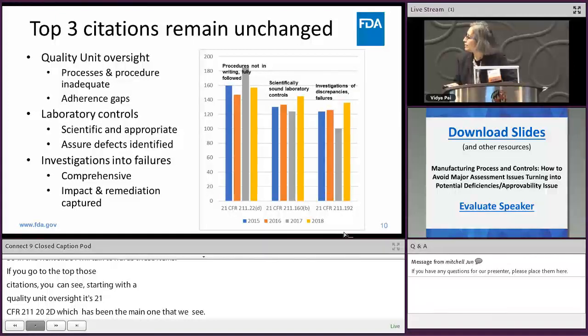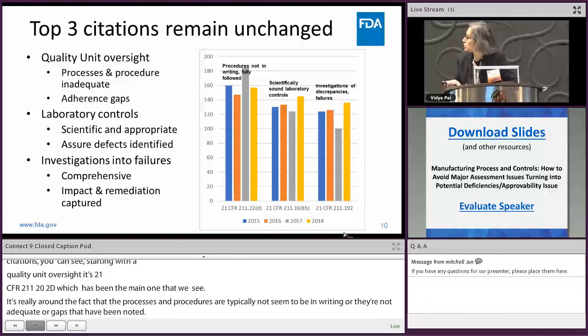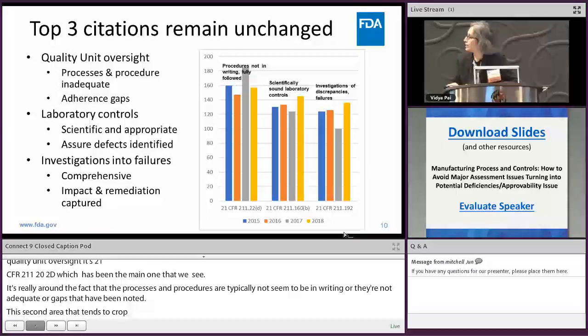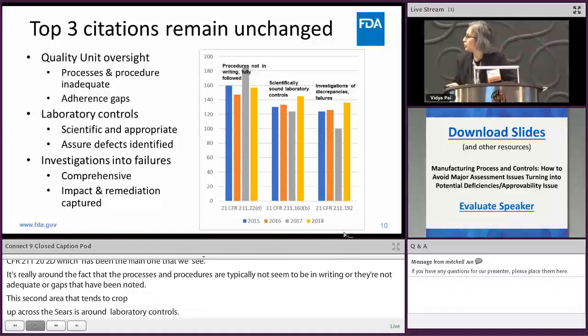The second area that tends to crop up in the top 3 citations across all years that we've seen is around laboratory controls. Really, the laboratory methods and procedures and controls were noted to be scientifically unsound, or there were gaps in their appropriateness, or their ability to assure that defects could be identified.